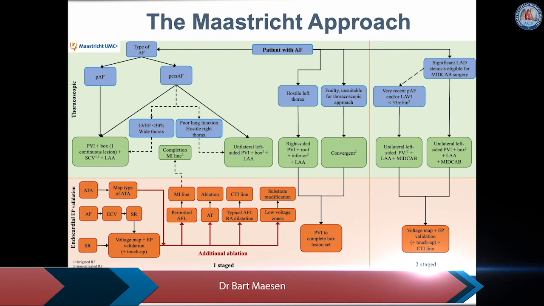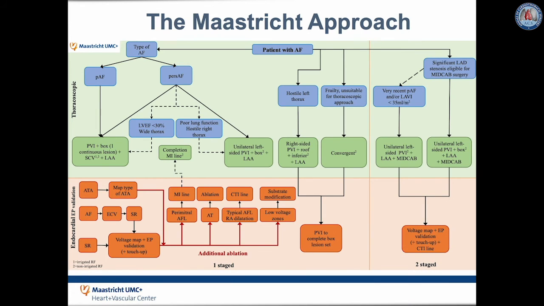In patients where we only do a right-sided PVI, roof and inferior line, or patients with a conversion procedure, we always need to do endocardial PVI to complete the box lesion set. A particular group of patients are patients with significant left anterior descending artery stenosis eligible for MIDCAB surgery that present with AFib. In general, we will do a unilateral left-sided PVI plus box plus left atrial appendage isolation and a MIDCAB procedure.